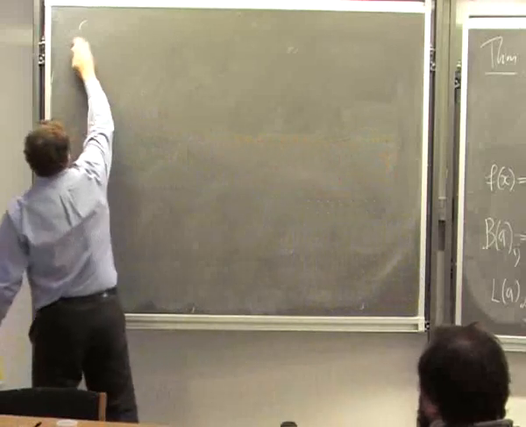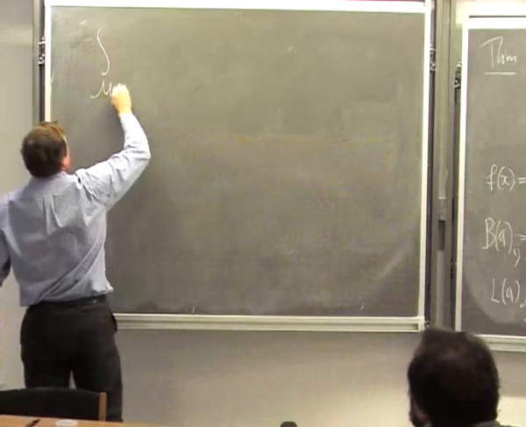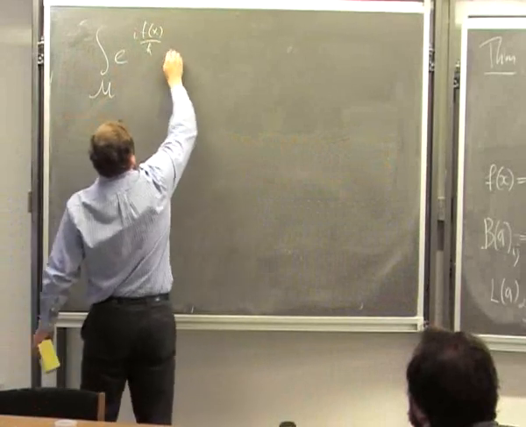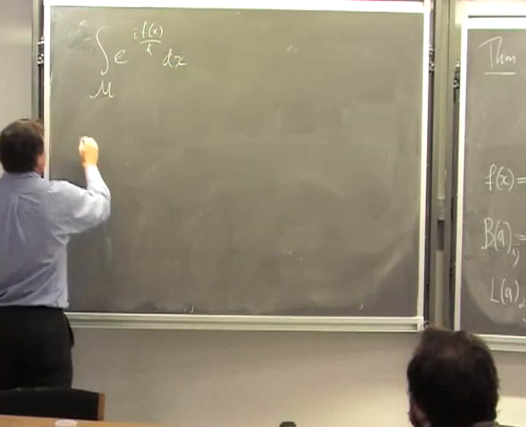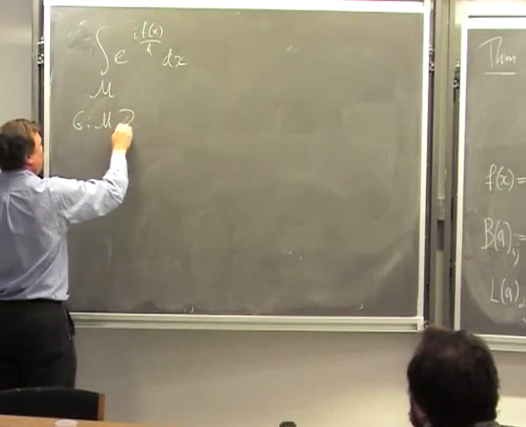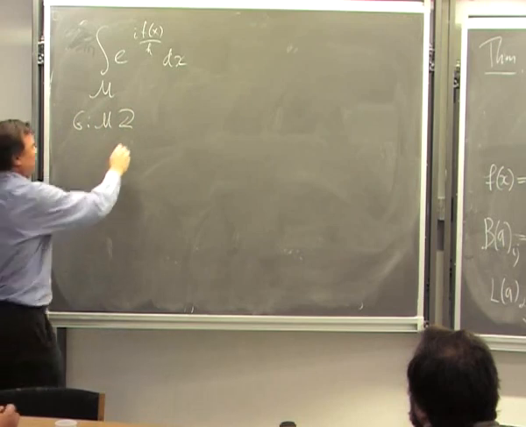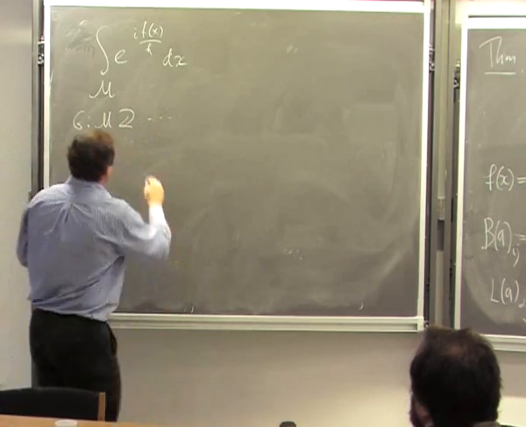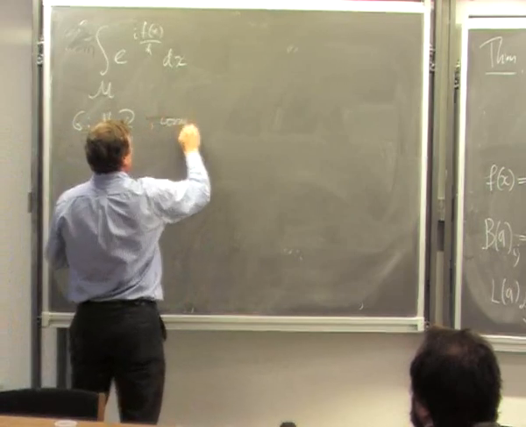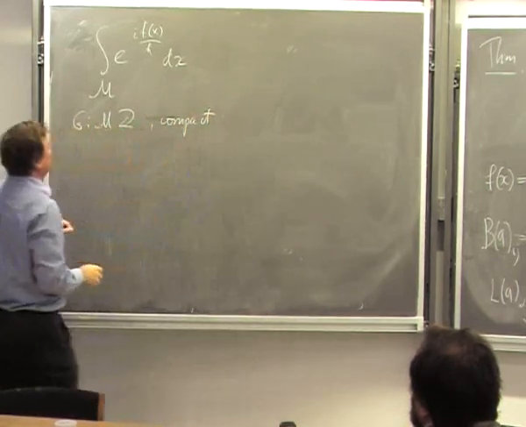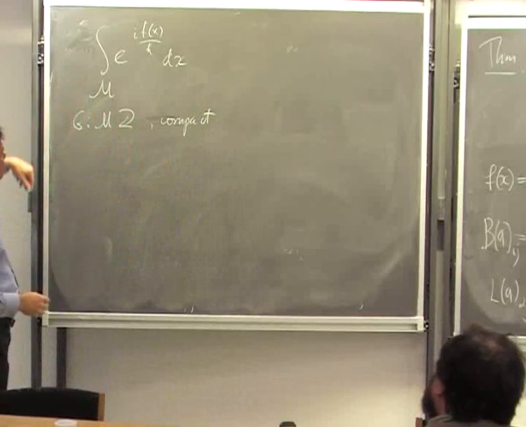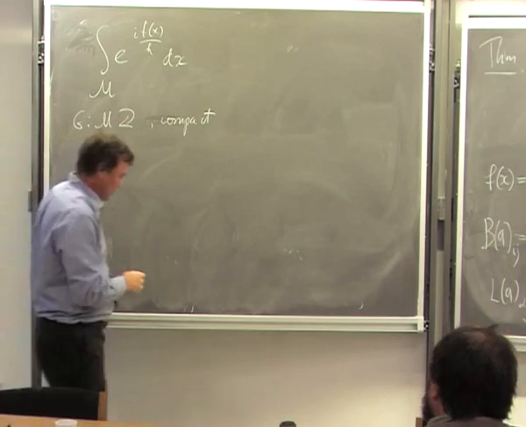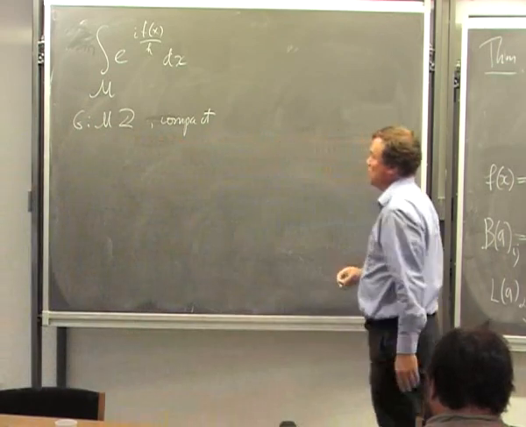Okay. So now we have the integral over M of e to the power of f(x) over h, dx. There is a group G acting on M, and all the assumptions hold, so both of them are compact. Critical points of f are sitting on orbits of G without stabilizers and so on.